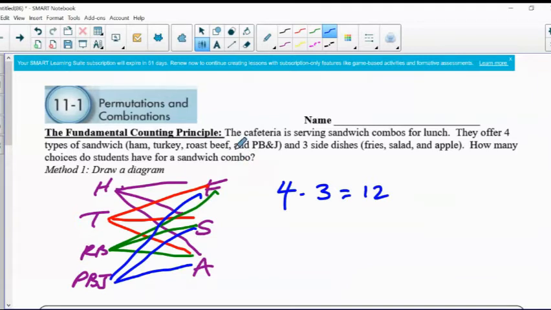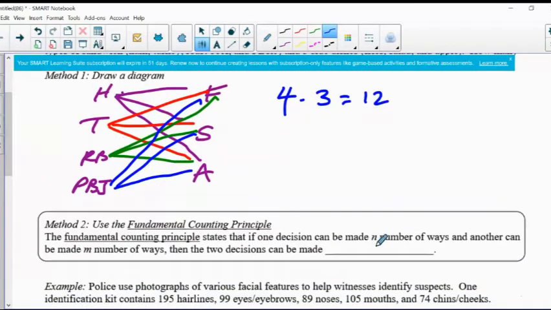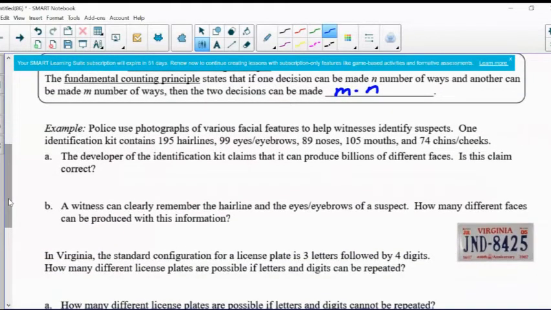It's a little ugly because I'm not home. But basically, you get 4 choices of sandwiches and 3 choices of sides. So there are 12 choices. If you counted up all the ends of this, there would be 12 different choices. And that's really the fundamental counting principle. It states that if one decision can be made n ways, there are 4 ways to get a sandwich, and another decision can be made m ways, 3 ways to get a side, then the decisions can be made in m times n ways.